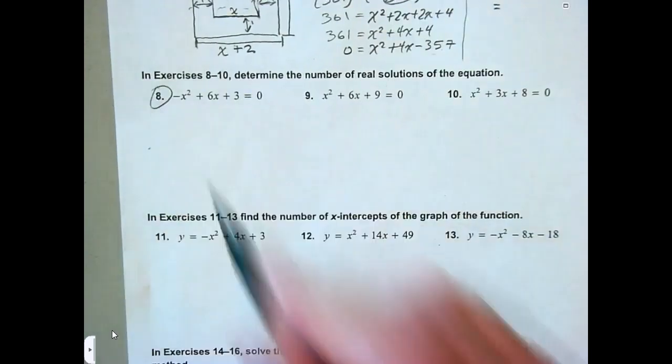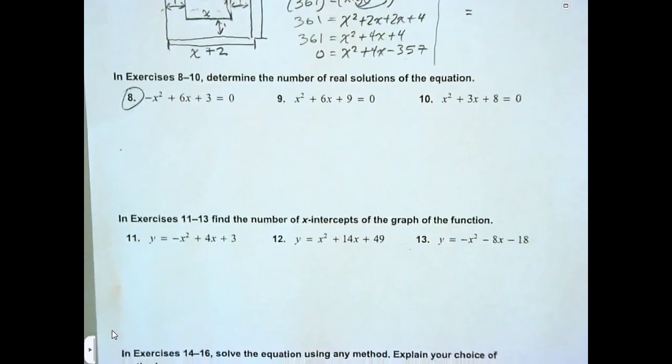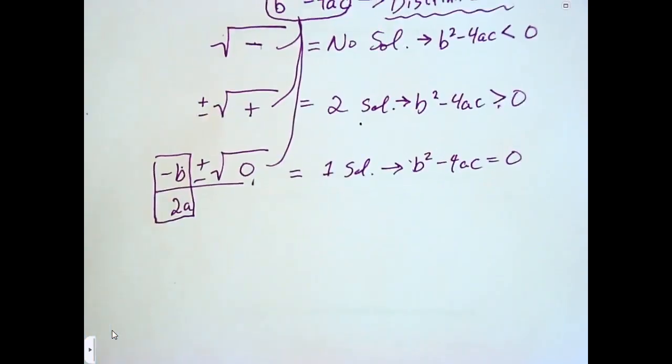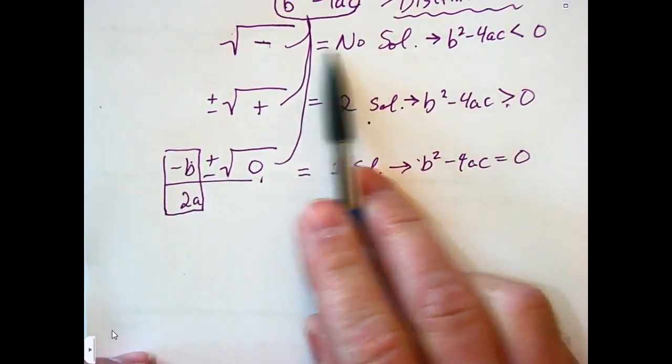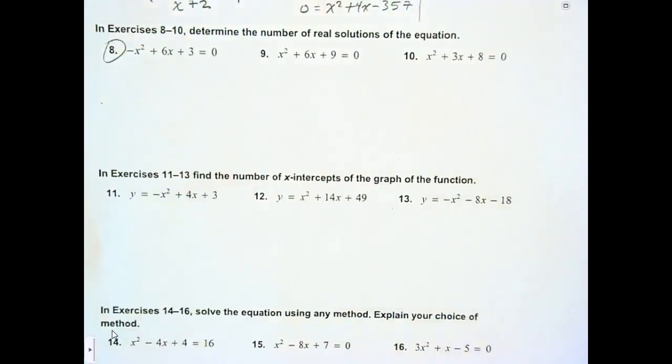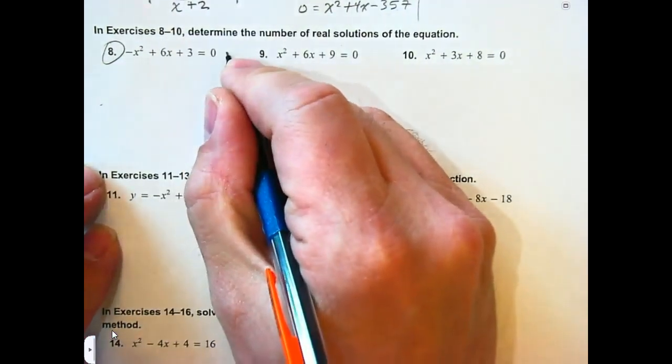All right, I want you guys to do number 8, please. Okay, determine the number of real solutions. Remember, you're doing this, right? These are your real solutions. All you have to do is b squared minus 4ac. So if you just determine a, b, and c.